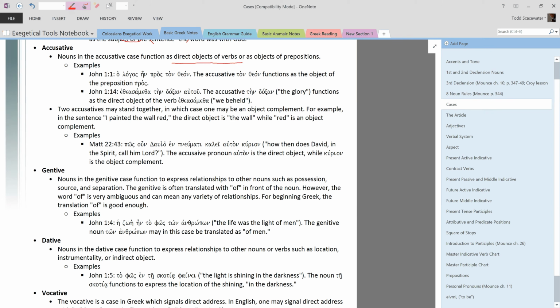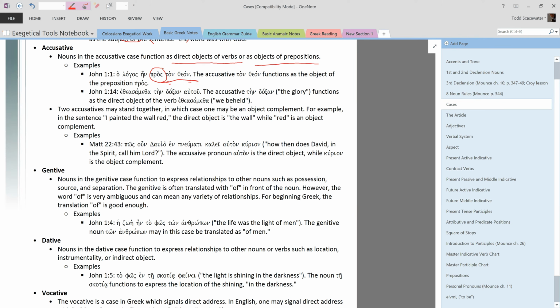Accusatives can also be the objects of prepositions, if the preposition likes to take the accusative case after it. An example would be pros. Pros means "to" or "toward," or in this case "with" in John 1:1, and it's sometimes followed by the accusative. Prepositions can also be followed by the genitive or dative, so that holds true for all three of these cases.